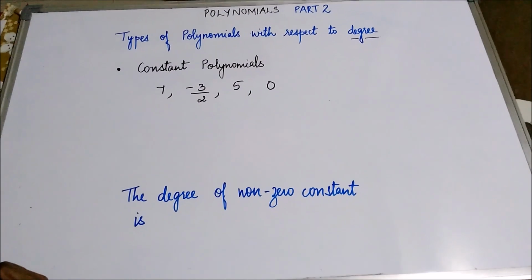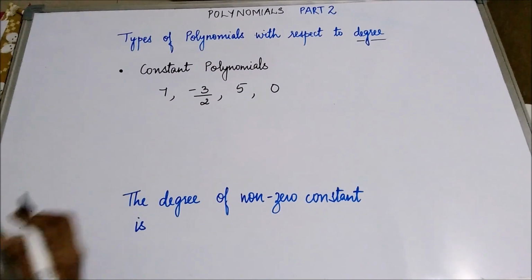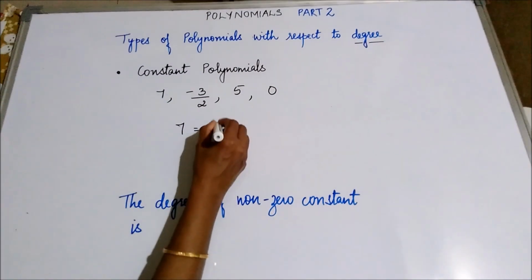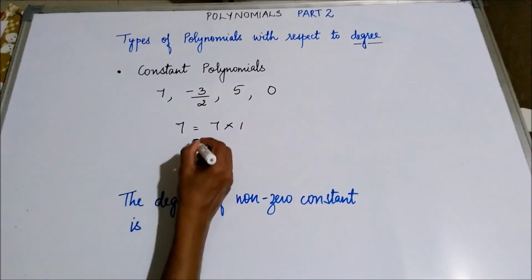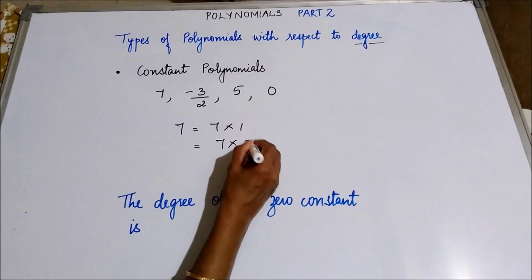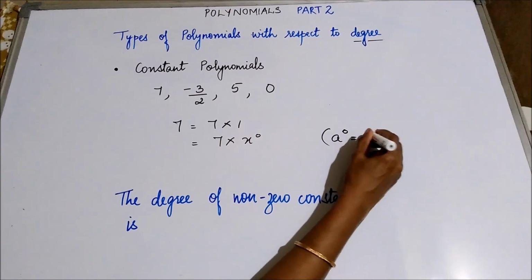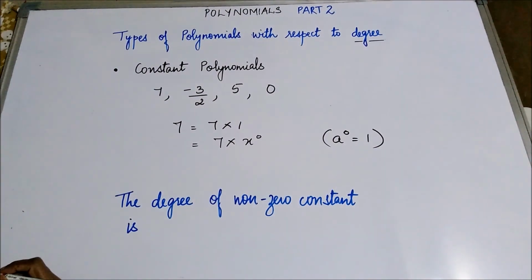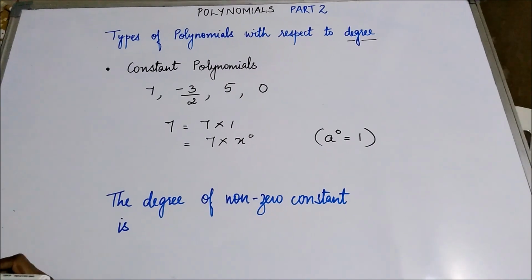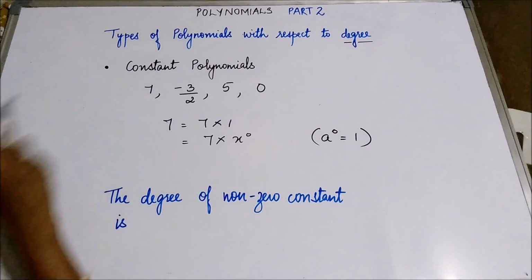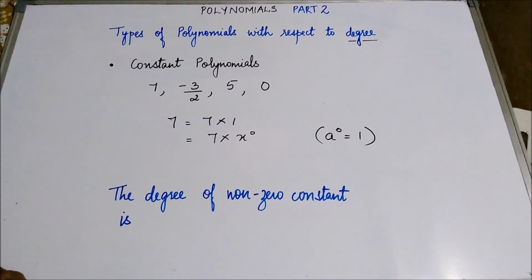Now let us see what is the degree of the constant polynomial. Suppose if I take 7, 7 can be written as 7 into 1, which can be written as 7 into x raised to 0. Using the law of exponent, a raised to 0 is equal to 1, where a should not be equal to 0. Therefore, the degree of 7 is 0. Same way, degree of minus 3 by 2 is also 0.